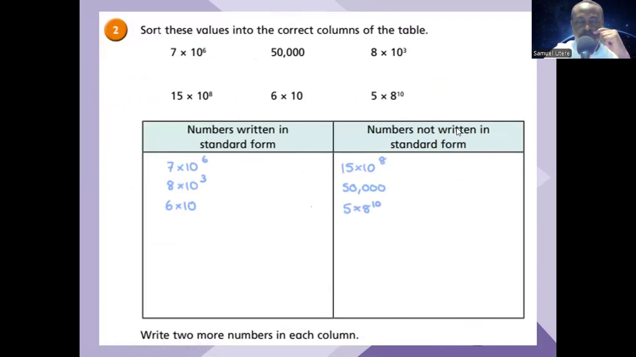For question 2, you were asked to sort these values into the correct columns of the table: numbers not in standard form and numbers written in standard form. So by now, you should know that standard form must have this first number greater than or equal to 1, but less than 10. And you can see them there. These cannot be in standard form.